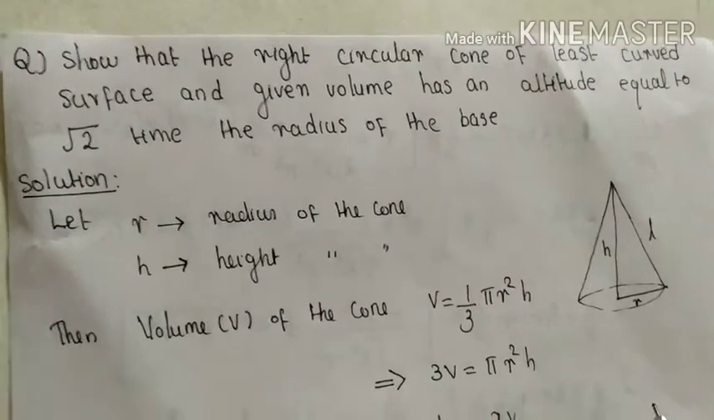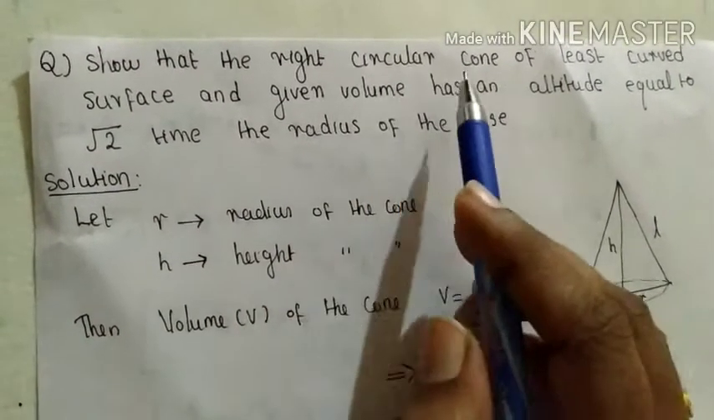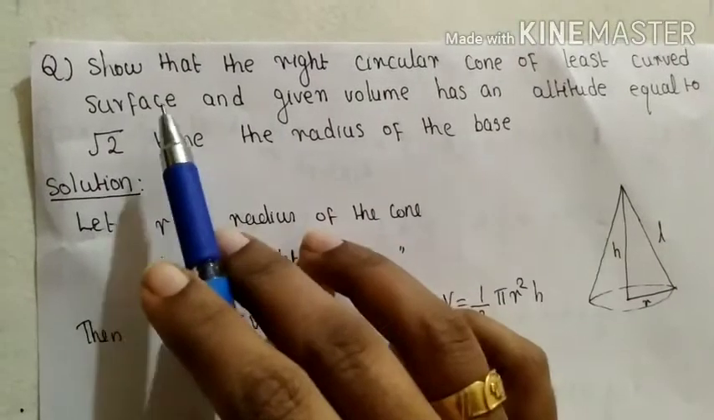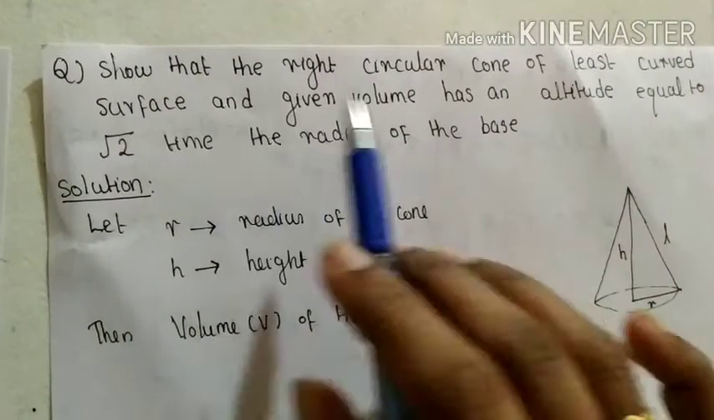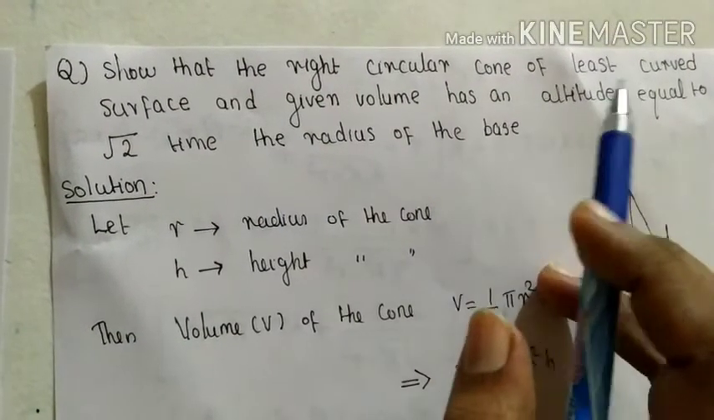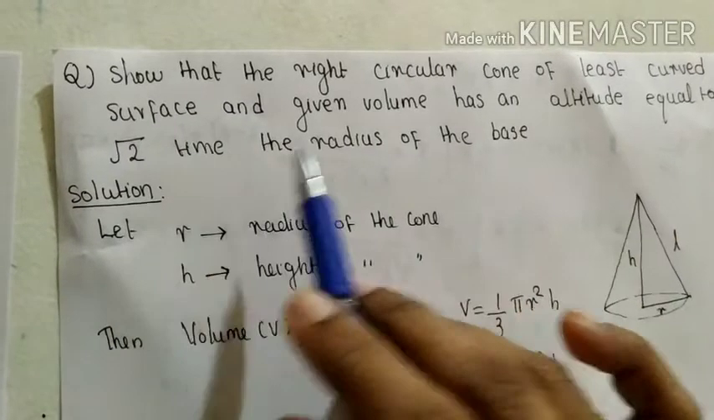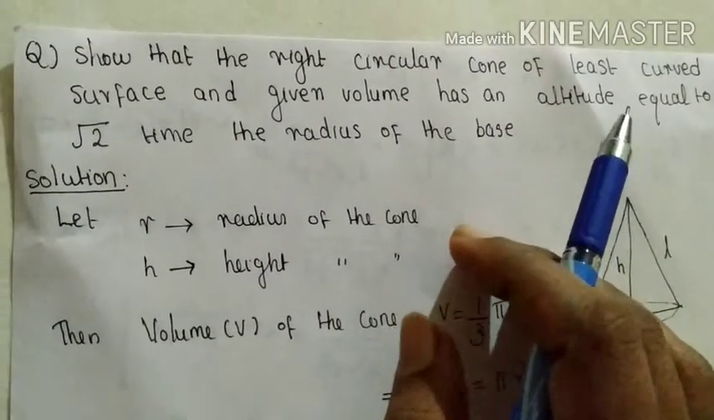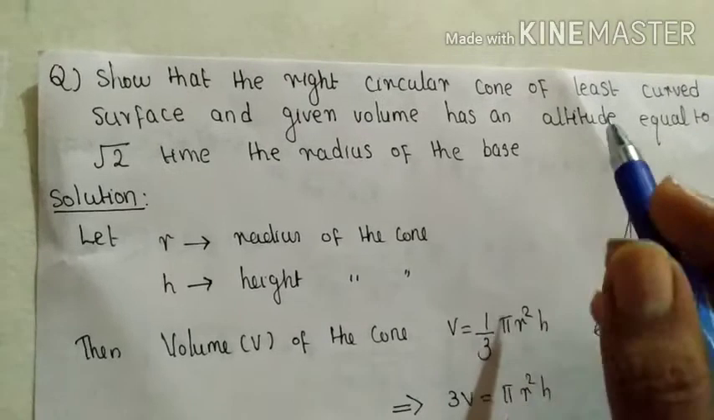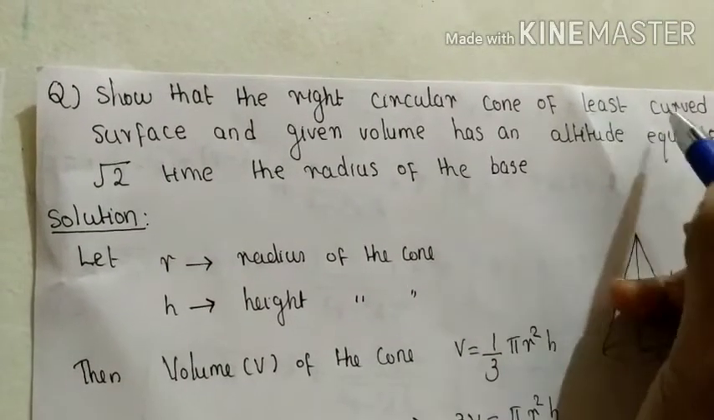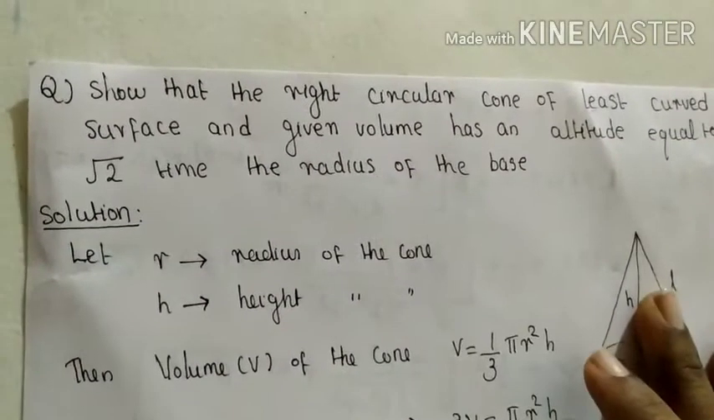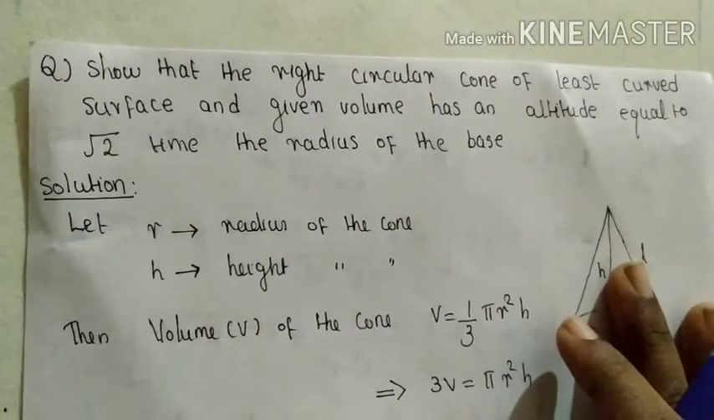This is our next question. Show that the right circular cone of least curved surface and given volume has an altitude equal to root 2 times the radius of the base. Note that here it is given that the curved surface area is least. So let's start the solution of this question.